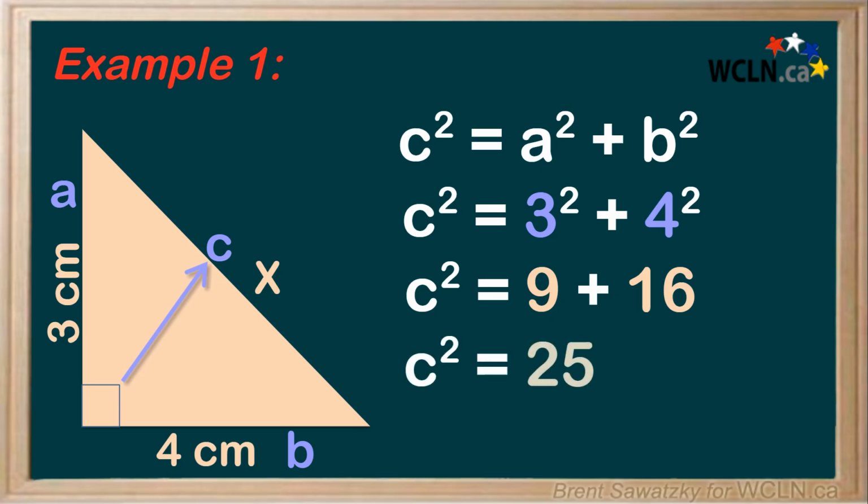But we're not done. We want the side length c, not c squared. So we're going to have to square root both sides to get c by itself, and the square root of 25 is 5. So the length of our side x is 5, and we'll put the units as centimeters, the same units as the given sides. And we can confirm that c is the longest side at 5 centimeters, and that's what we'd expect for a hypotenuse, right? So we're done.